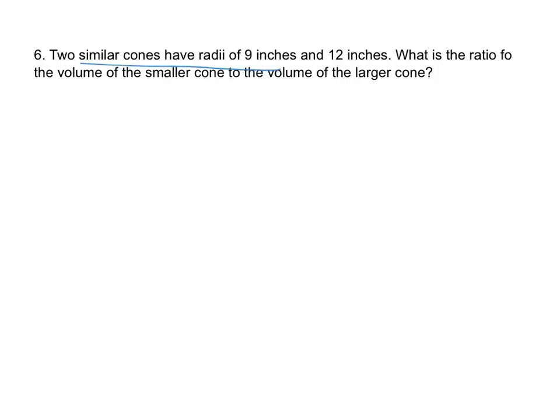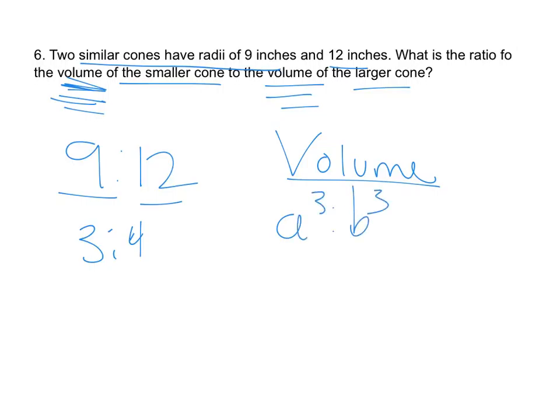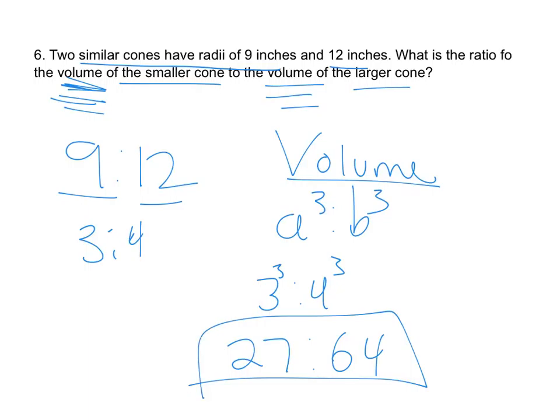Two similar cones have radii 9 and 12. What's the ratio of the volume of the smaller cone to the larger cone? So 9 to 12, or if you really want to simplify it, 3 to 4. Divide both by 3 and you get 3 over 4. For volume, remember, it's A cubed to B cubed. So it's 3 cubed to 4 cubed, which is 27 to 64. That's the new ratio.